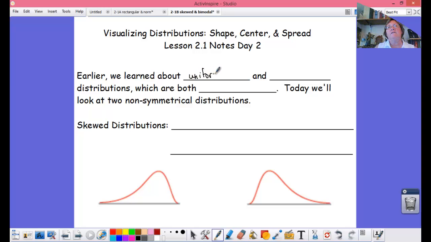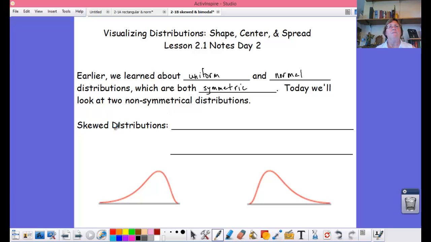Today we're going to continue our discussion of distribution shapes by talking about skewed and bimodal distributions. Uniform and normal distributions are both somewhat symmetric. That is, they have reflection symmetry around some center. Today's distributions are not symmetrical.